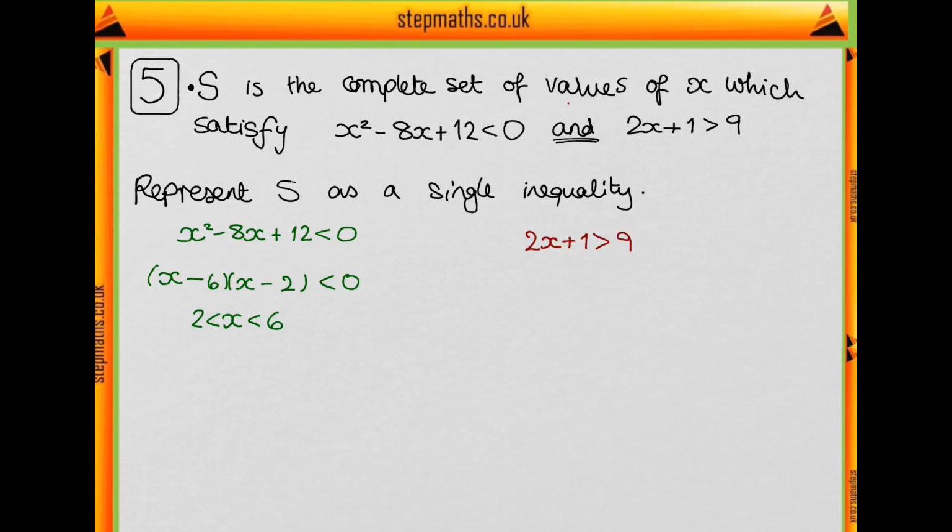So on the right hand side, we're going to do the other one, a little bit simpler. We get that x must be strictly greater than 4. So let's represent these on a number line, so we can see when they are both true.